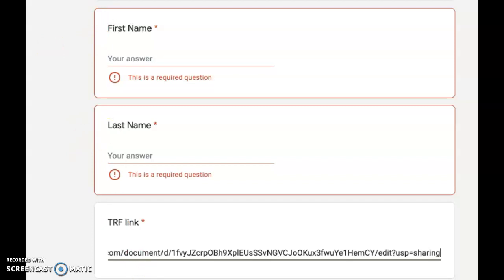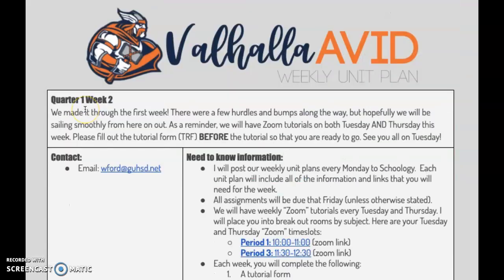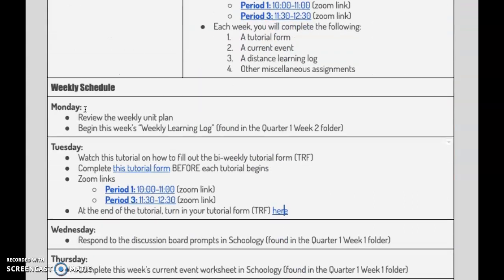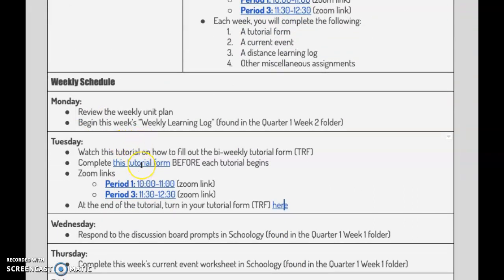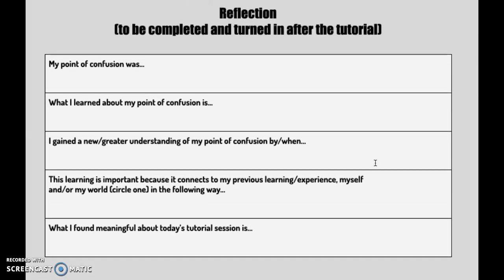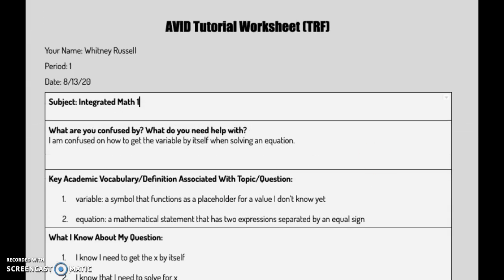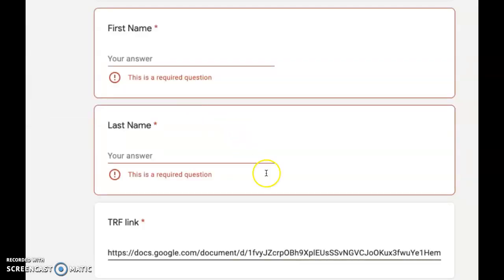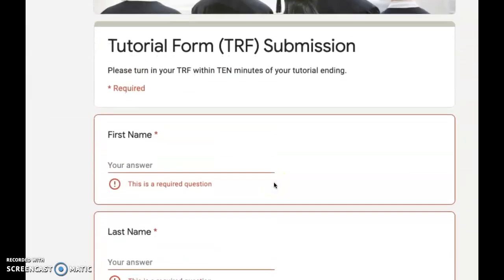To review, when you are filling out your tutorial form, you begin on your weekly unit plan. You click on the tutorial form. You fill it out before the tutorial starts. Then when you are done with it, at the end of your tutorial, you fill out the reflection. Then when you are done, you get the link. You submit the link here to your tutorial form submission, and you are done with your tutorial.